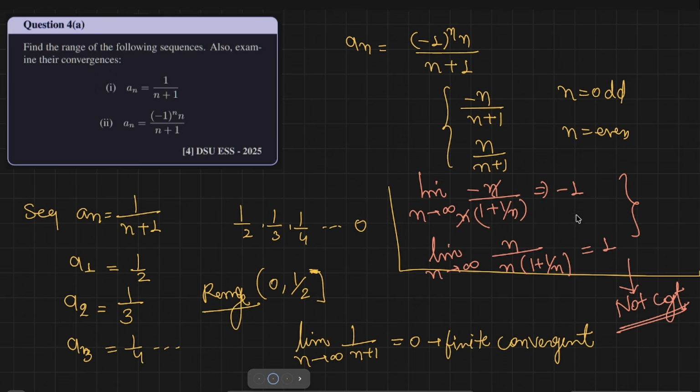And what will be the range? The range will be minus 1 to 1, but it will not include both terms because they are limiting values. So the range is minus 1 to 1, because 1 and minus 1 will not be inside this since it is a limiting case. It approaches minus 1 and 1 on both sides.